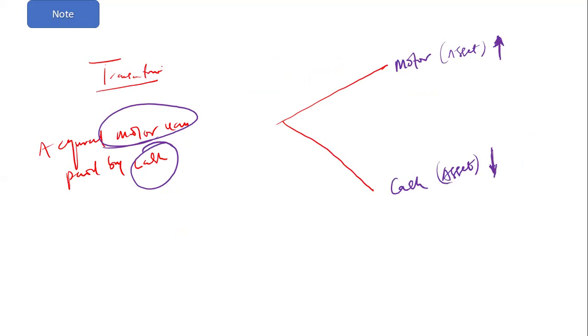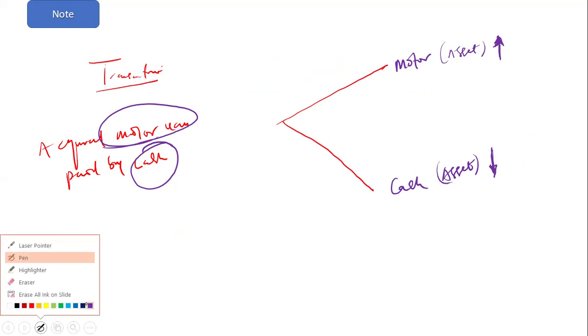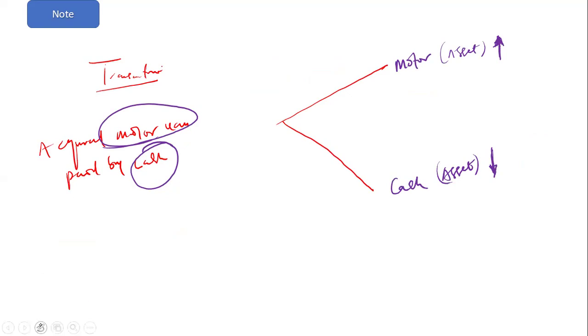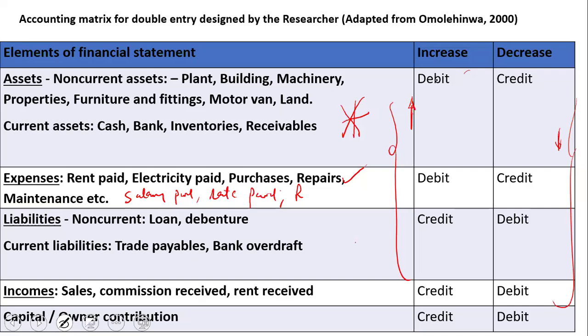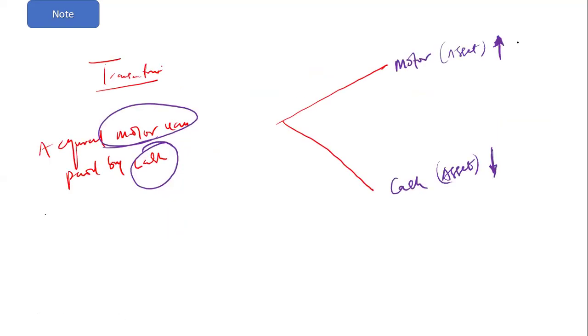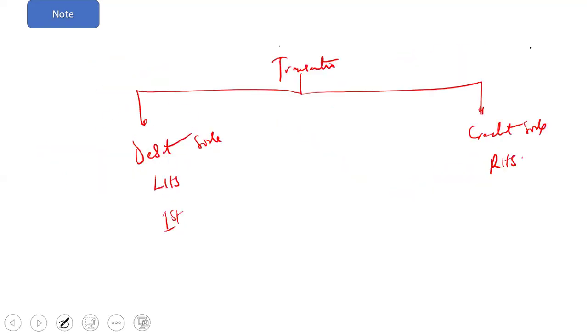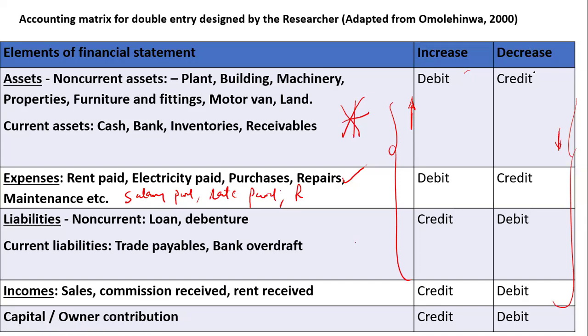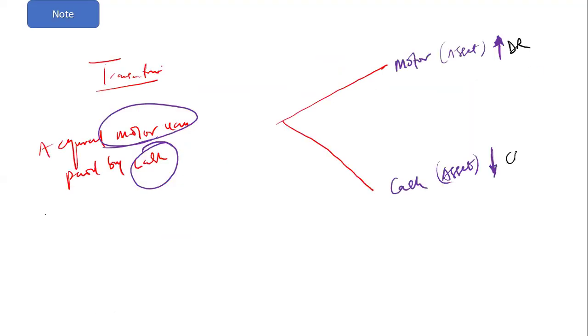So we can bring in our matrix now from what we have done earlier, and I'll quickly just do this so that we can all be on the same page. When we go to the matrix, the rule says when assets increase, we debit. So we'll go to where motor van is, we debit. And we're told when an asset reduces, we credit. We quickly go back there, we credit. From there, we'll see that the double entry principle has been fulfilled, which says for every debit entry, there must be a corresponding credit entry.